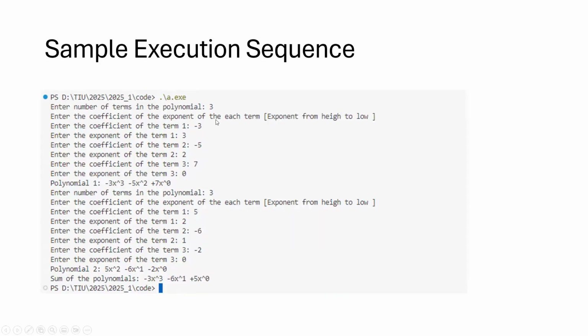So I have already written this code in my system. I just share the execution sequence so that you can get the programming sequence of how you should write your code. Okay, you will get some idea from this execution sequence. Basically, I provide the same input which I have shown in the example for P1 and P2, and this is the resulting polynomial.